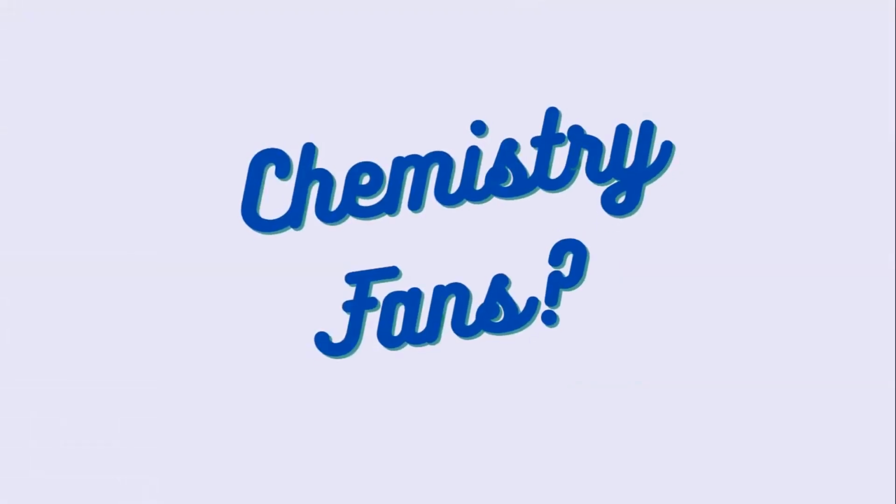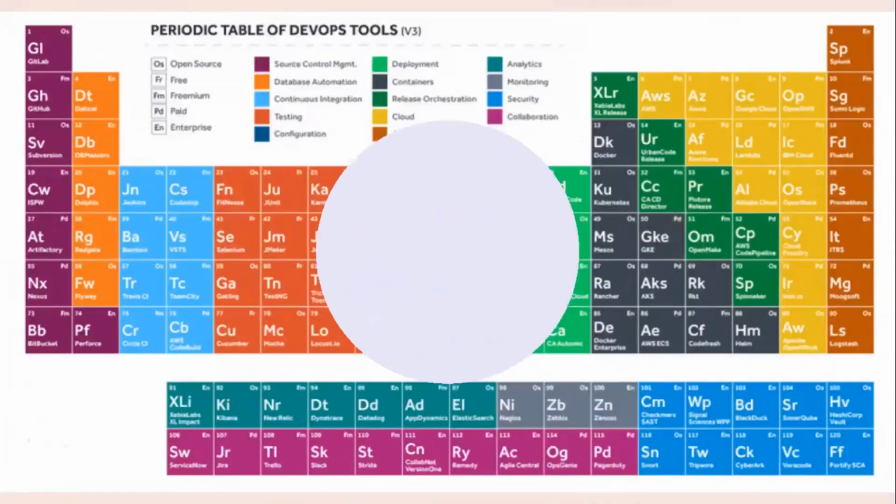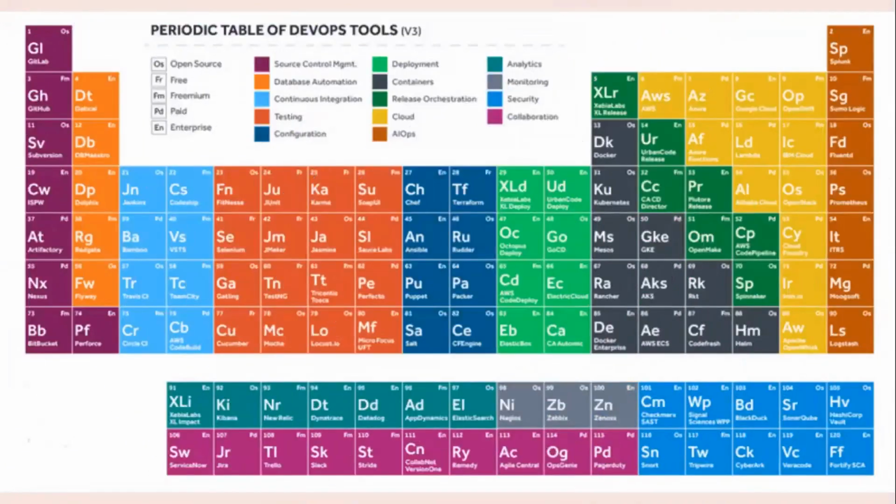If we have any chemistry fans in the audience, let me show you this. You have this whole periodic table of DevOps tools. You can see there are so many tools for you to explore and learn. But again, it's not important that you know everything in this world. You have particular situations and particular needs, so you should select the best software, try to learn that, and achieve your task.